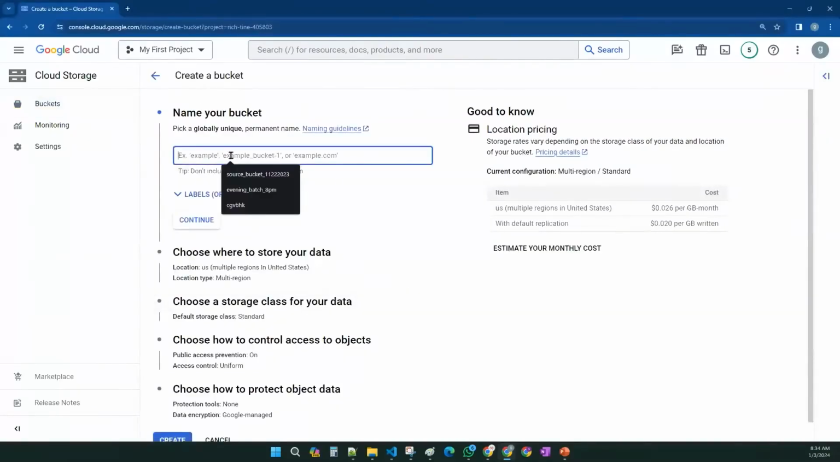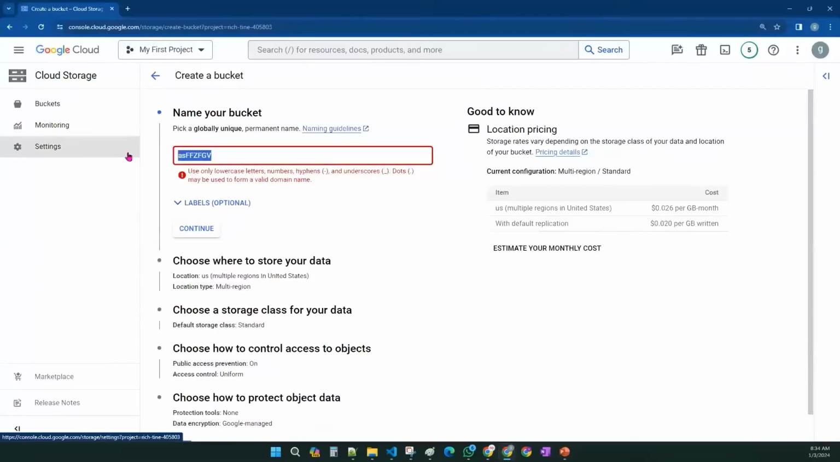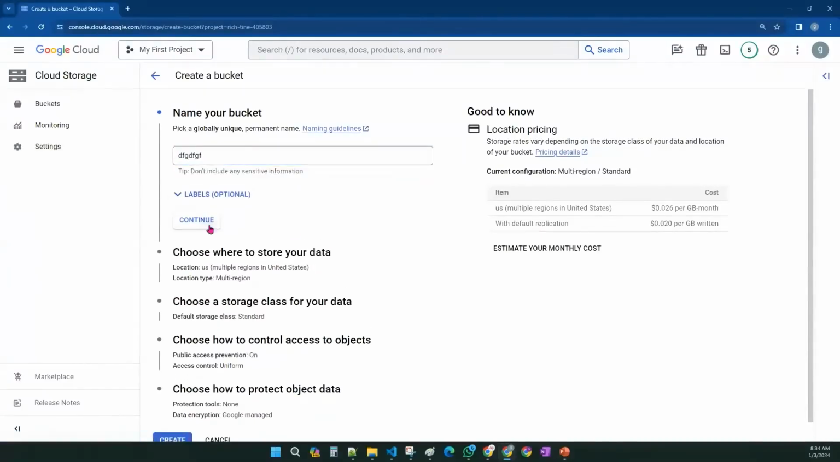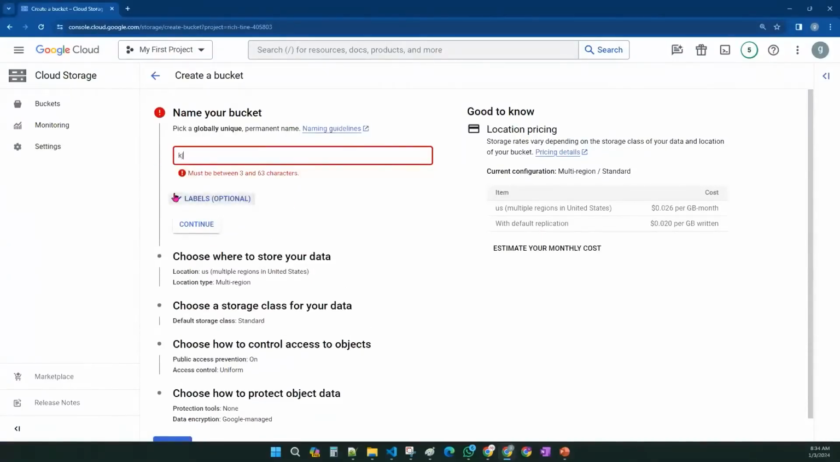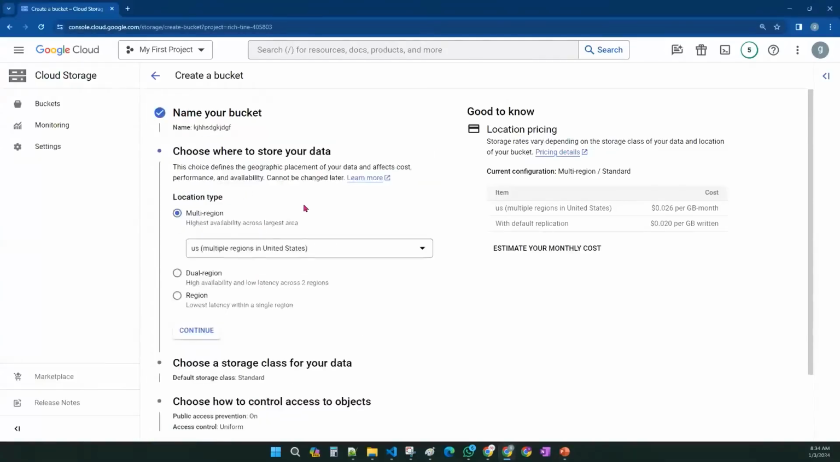You can see here I have given some name. You can also read this point. It says, this choice defines the geographic placement of your data and affects the cost. Geographic placement of your data means that whatever location you select here, your data is physically available in that location.